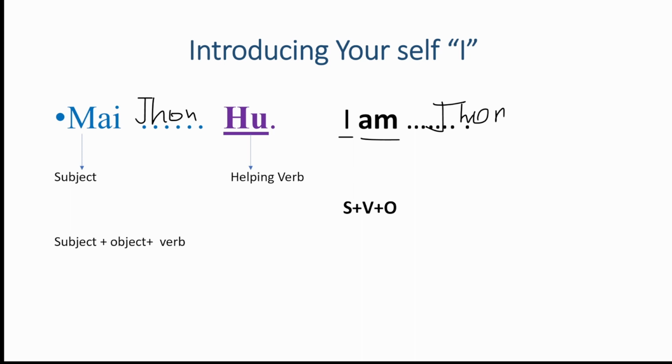So here you can see that the sentence structure is not the same in Hindi. I am John will become I John am. We will write the helping verb at the end of the sentence. In English we say subject, helping verb, and then other words, while in Hindi it will become subject, other word or object, and then verb. So the helping verb will always come at the end of the sentence. Okay, so please write this sentence in your notebook.